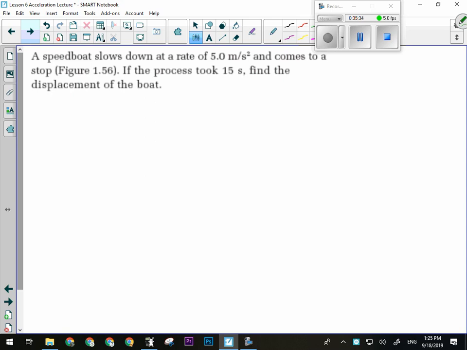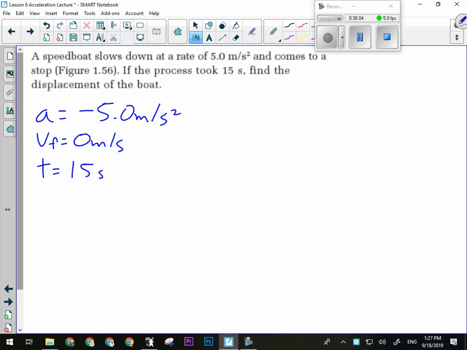Okay, copy this one down. Next formula to look at. So for this example, okay, we've got a speedboat that's slowing down at a rate of 5 meters per second squared. So I need to make that acceleration negative. Okay, and it comes to a stop. What's VF? 0. Okay, if the process takes 15 seconds, so that's a time, okay, find the displacement of the boat.